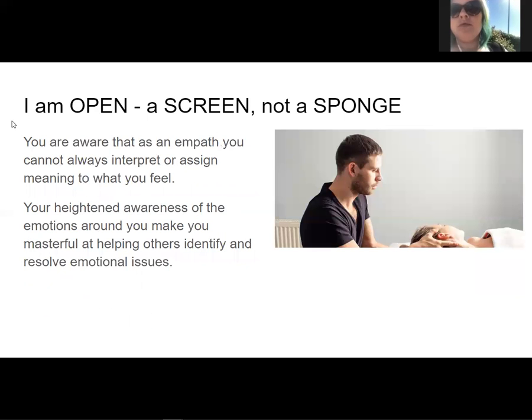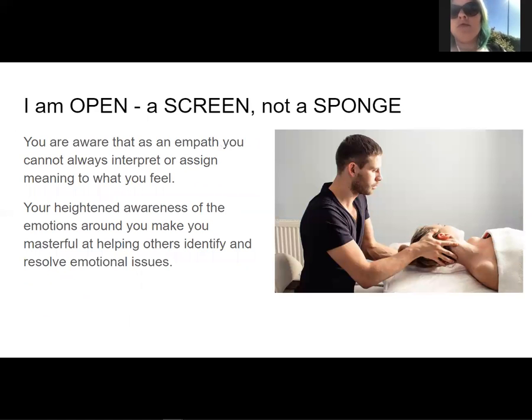In addition, the open person is a screen and not a sponge. You're aware that as an empath, you cannot always interpret or assign meaning to what you feel. You can feel it, but you might not always really know what it means. Your heightened awareness of the emotions around you makes you masterful at helping others identify and resolve emotional issues. So that is one of the superpowers that comes from an open center, right? Having that heightened ability to help other people resolve emotional issues.